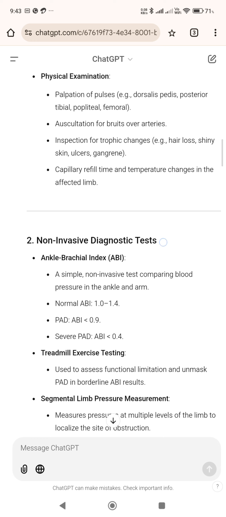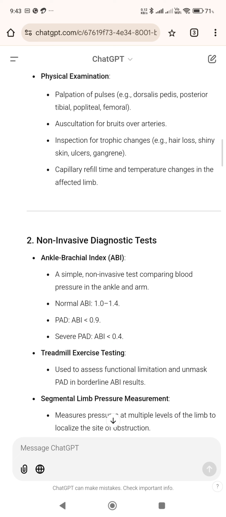2. Non-invasive diagnostic tests. Ankle brachial index, ABI: a simple non-invasive test comparing blood pressure in the ankle and arm. Normal ABI is 1.0 to 1.4, PAD ABI is below 0.9, and severe disease ABI is below 0.4.